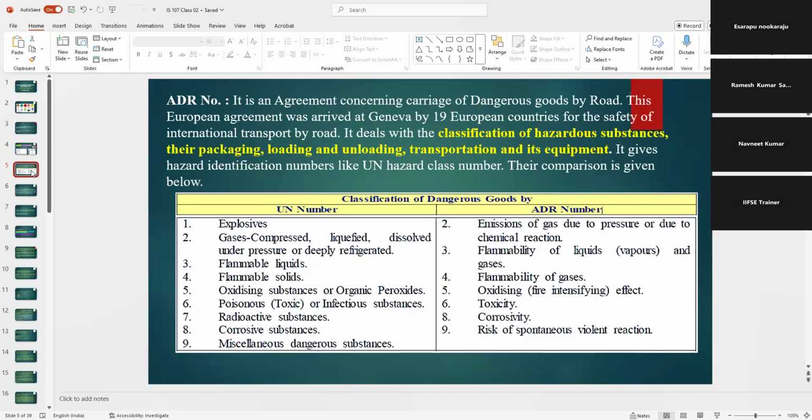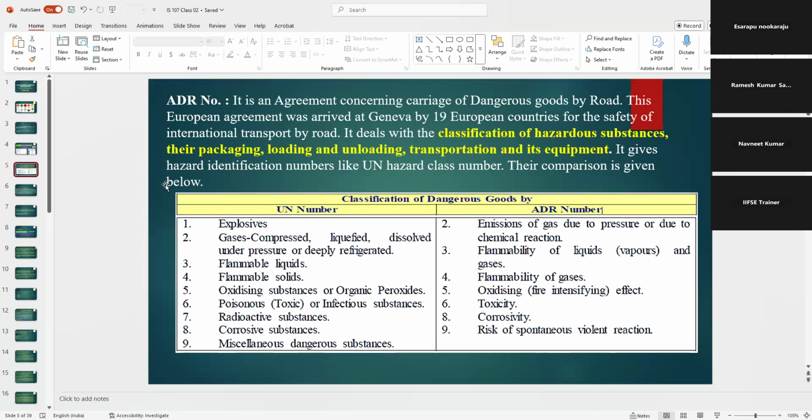Then ADR is an agreement concerning the carriage of dangerous goods. The ADR number indicates the dangerous goods requirements. It is a European agreement arrived at in Geneva by 19 European countries for the safety of international transport by road. It deals with classification of hazardous substances, their packaging, loading, unloading, transportation, and its equipment. Basically, it gives the identification numbers in the United Nations hazard class number.